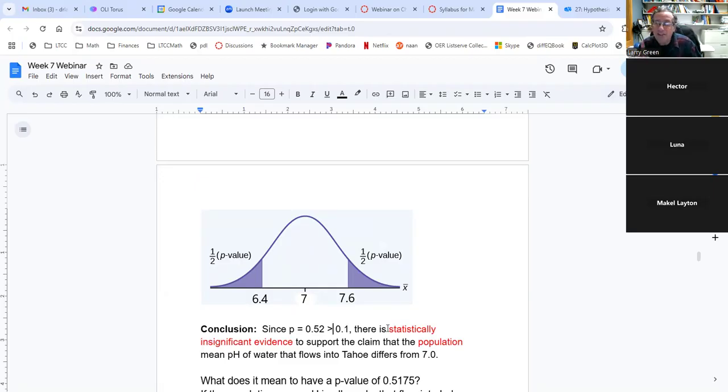Very important. These words have to be used, by the way, for you to get credit. Statistically insignificant evidence to support the claim that the population mean of pH of water that flows into Tahoe differs from 7.0. And notice I'm highlighting and screaming it out, statistically insignificant evidence. And the word population, if those words aren't in there, then, if you were doing this, you'd be losing points. Got it?